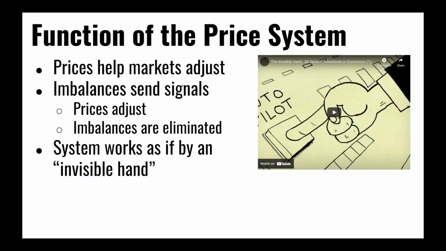In fact, that's the whole beauty of the price system, is that markets adjust based on signals. Whenever there's an imbalance, signals are sent either to consumers or to suppliers to change their willingness to pay or the price they're willing to sell the product at, until those imbalances are eliminated. And so this is what Adam Smith referred to as the invisible hand, that markets don't need a director to tell them what to do. Individuals pursuing their own self-interest will lead the market to an equilibrium outcome.